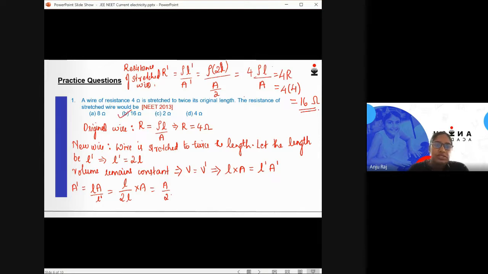So we have used the formula connecting resistance and resistivity, and this is what you will get at the end. This is a need based question, and the answer is 16 ohm. Now let's see the next question.